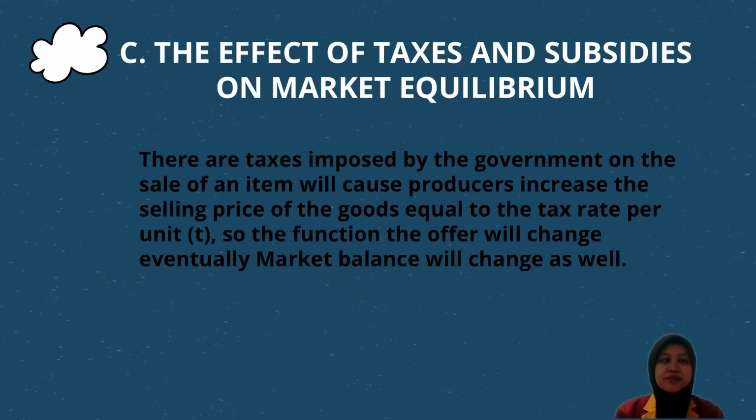Okay, next, C. The effect of tax and subsidy on market equilibrium. A tax imposed by the government on the sale of an item will cause the producer to increase the selling price of the good equal to the tax rate per unit, or t. So the supply function will change. Eventually, the market equilibrium will change as well.